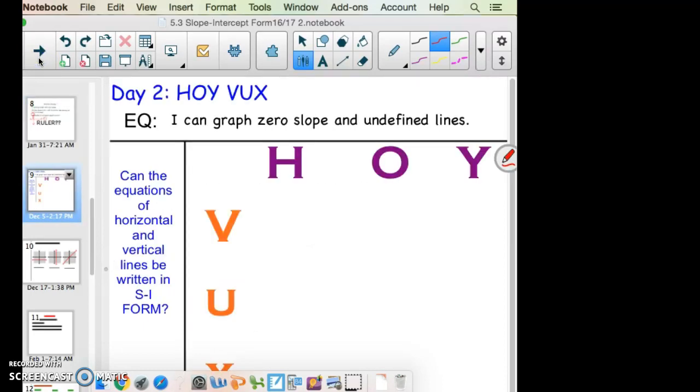Okay, so Hoy stands for horizontal. Slope is 0, and it always starts with y equals. Okay, V stands for vertical. Undefined is your slope. You know what that means. Remember, when we talked about it, the head is on the top. Here's where the head's on the bottom when it's mathematical.